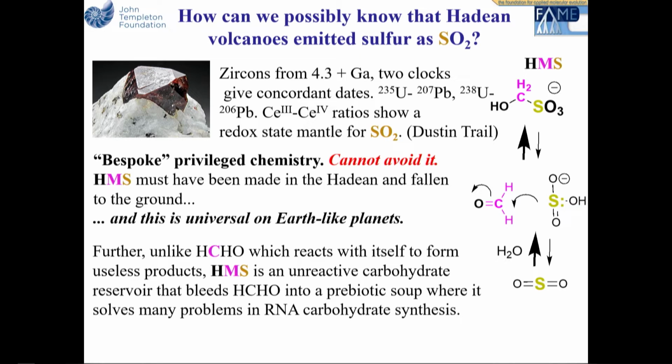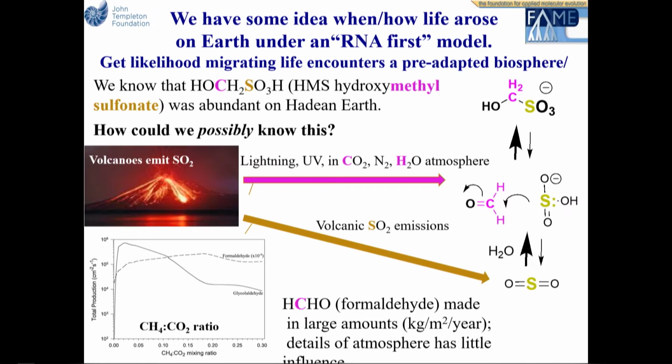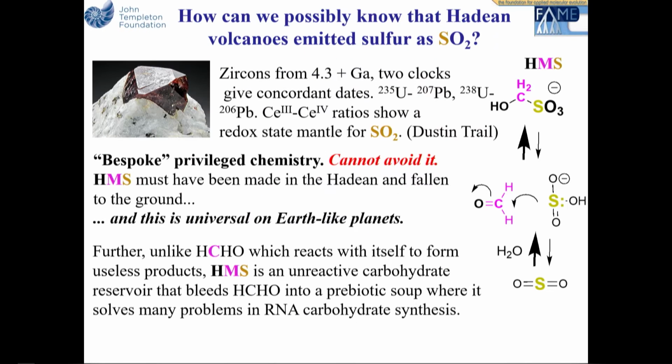So this is what we are calling bespoke or privileged chemistry. You cannot avoid it. On an early Earth, there was no question that you were generating formaldehyde. That's what the plot is on the lower left of this plot. And the formaldehyde generation is largely independent of the details of the atmosphere that it's being generated from. It's being generated by lightning or ultraviolet irradiation of a carbon dioxide-rich atmosphere with various methane-carbon dioxide ratios. But the fact that it's being formed and sulfur dioxide is being formed, so you must have that compound that you have sitting over there in that corner.